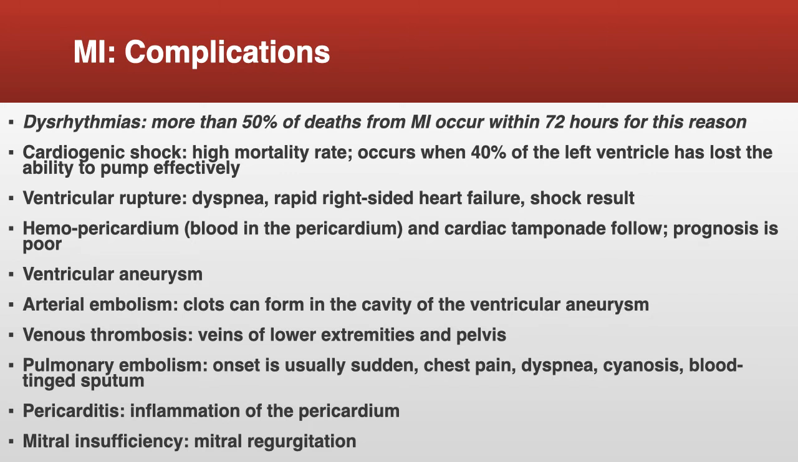The surgeon or the doctor is going to have to insert a needle in that pericardial sac and relieve that blood. You can have a ventricular aneurysm. You can have arterial embolisms. You can have venous thrombus, pulmonary embolisms. So the embolisms and the thrombus, it takes time for those blood clots to occur. But if the blood clot is present and it breaks loose from that extremity or it breaks loose from that lung, it can get up to the heart and cause some devastation there, cause that MI complication to occur.